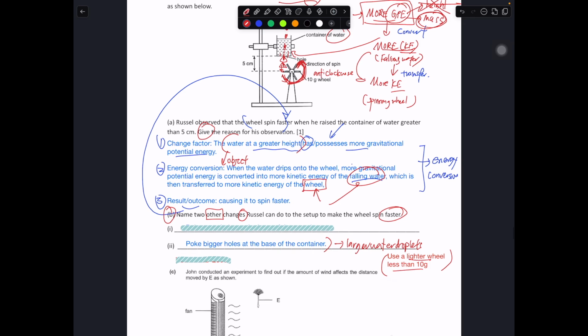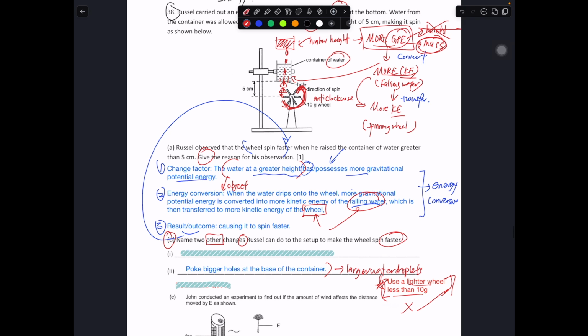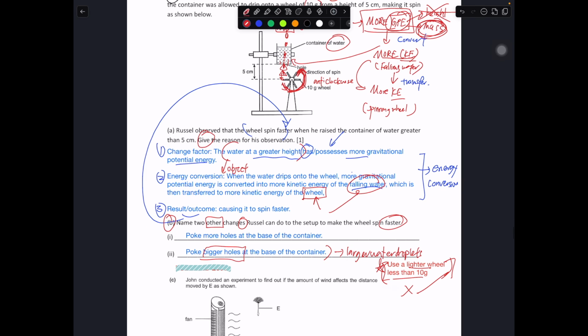Okay, so this one, less than 10 grams. But try not to use this answer. Try not to, because a better answer will be still thinking about how to increase the mass. If you already make it larger, what can you do to have even more GPE? You can of course make more holes, more water droplets.